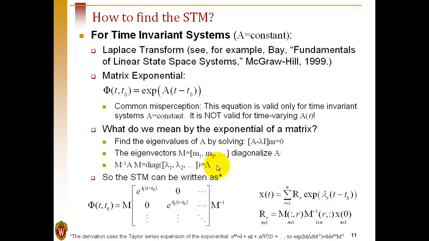Well, if we know the analytical solution, as you saw earlier, it's easy to write it down. Some controls books cover Laplace transform methods. For our purposes, the most interesting method is the matrix exponential method. Or in other words, the state transition matrix is simply the exponential of the state matrix times t minus t0.